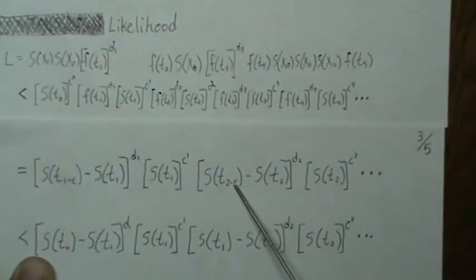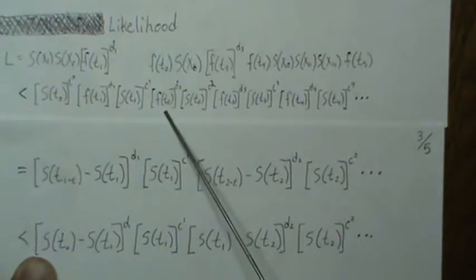Now remember, this is a heuristic argument. So technically we need to say as the limit of epsilon goes to zero. But this one is essentially F, okay? And then here we bring it down. So this F of T2 would be S of T2 minus epsilon. So we move just to the left ever so slightly and then subtract off S of T2. And that gets us the F of T2 here, okay? And then we have S of T2 raised to the censoring events, and we keep doing that, and I ran out of space. So now, remember our goal is to maximize this likelihood.